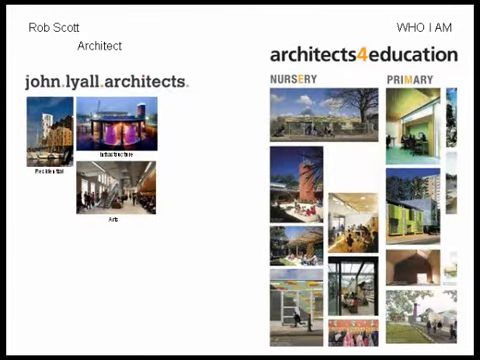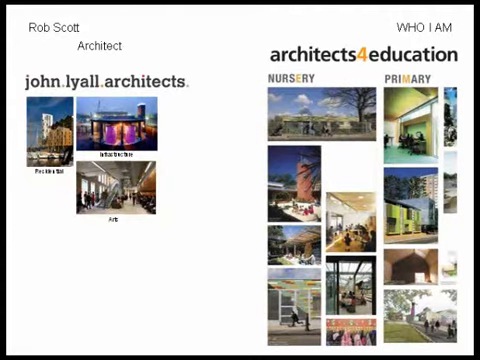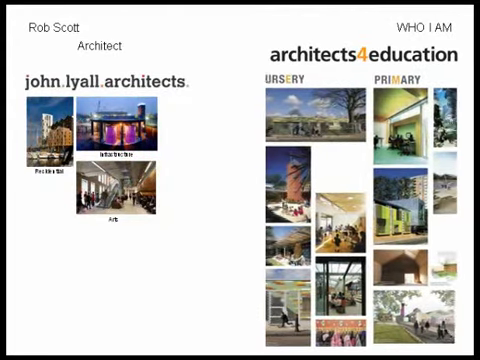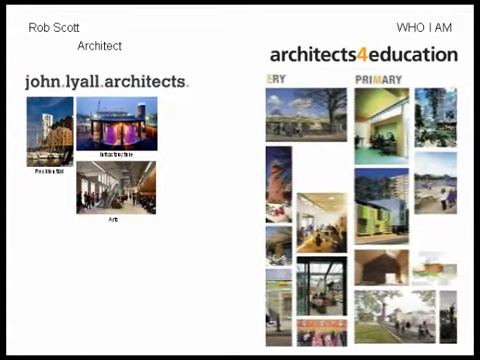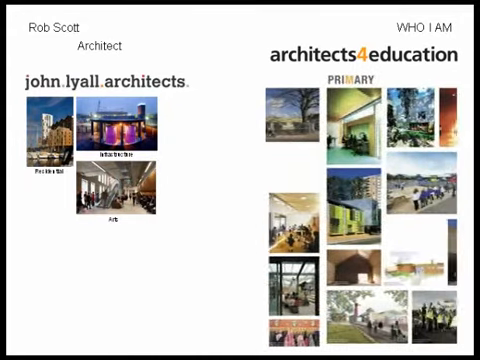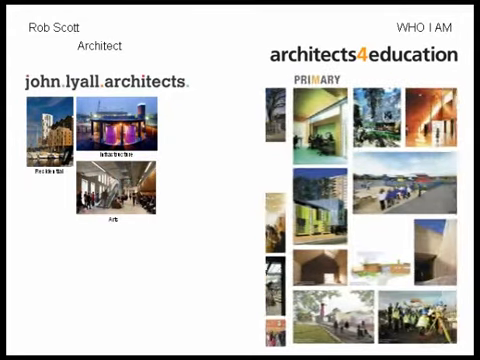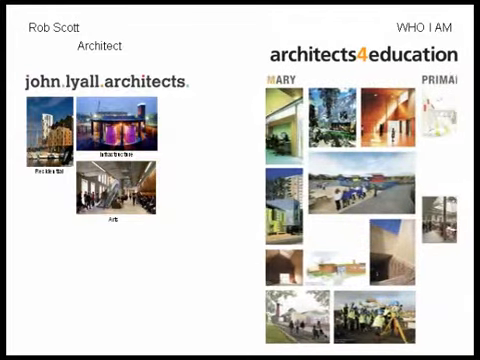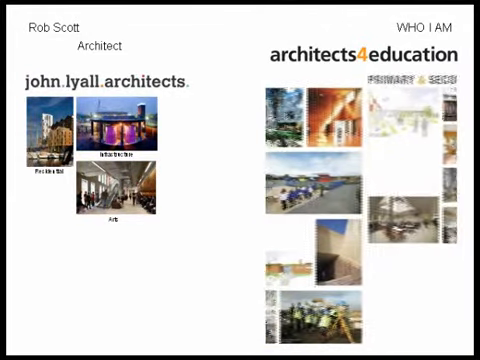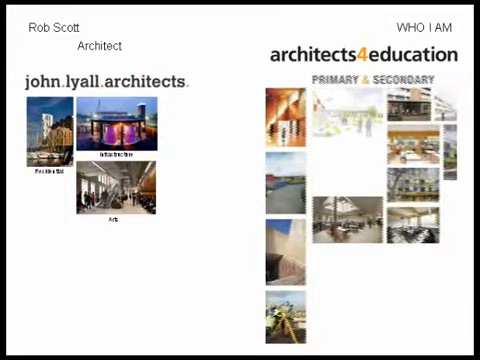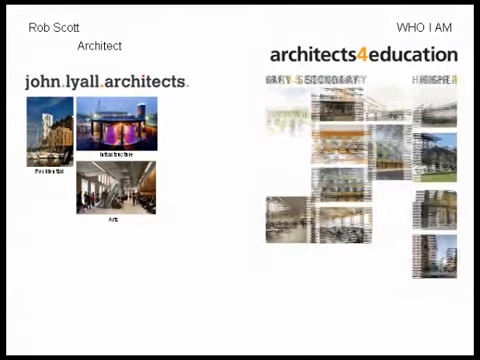We also do a lot in education. John Lyle Architects is one of the founding members of the consortium Architecture for Education, where several practices have come together to work collaboratively on education projects. We deal with all kinds of different education projects, from very small to very large, all over the country. Just giving you a flavour of some of the stuff that we do, from nursery schools through primary and secondary through to special needs schools as well.